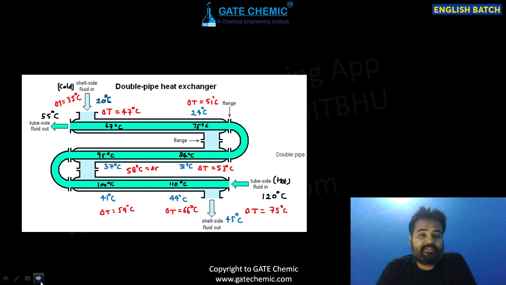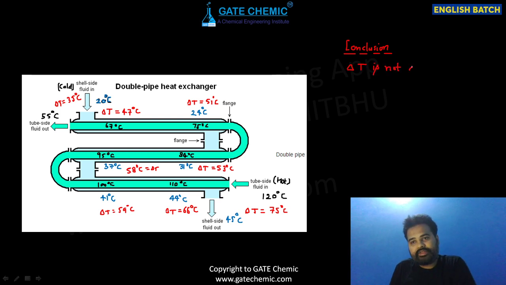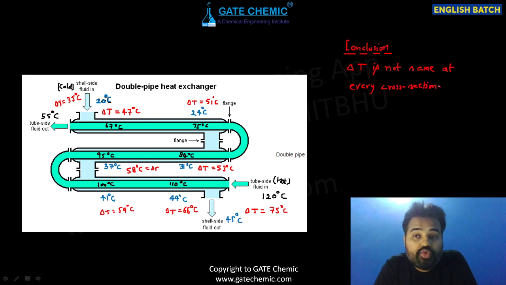So it's a very big task for us, because the beautiful conclusion that we got with the help of this diagram is that delta T is not the same at every cross section, at all cross sections. It is not the same, beta. Then what to do?